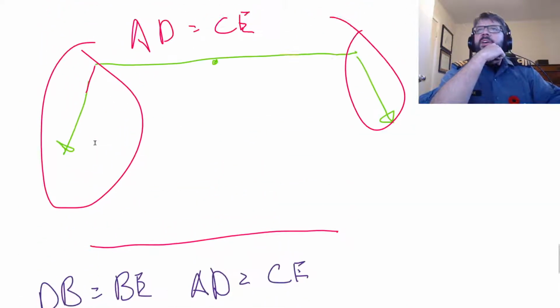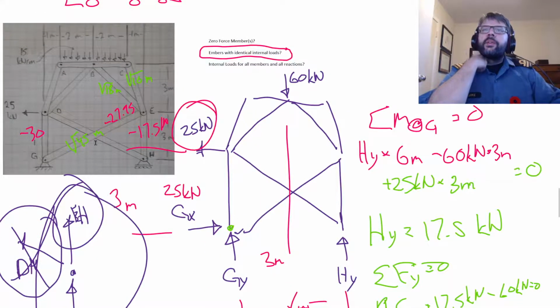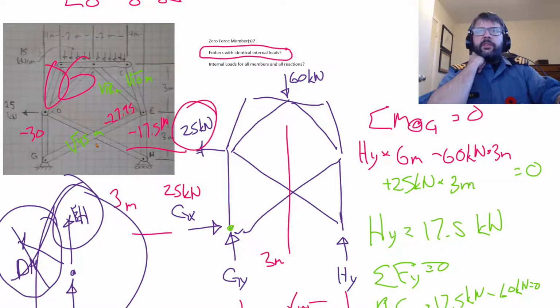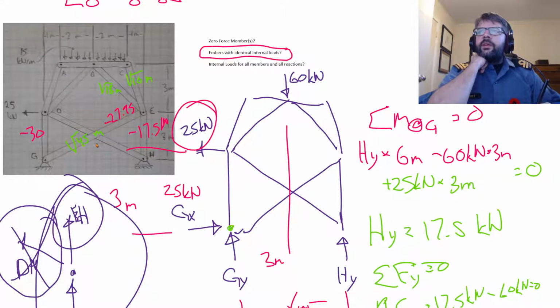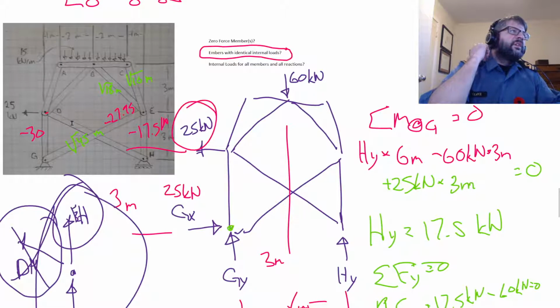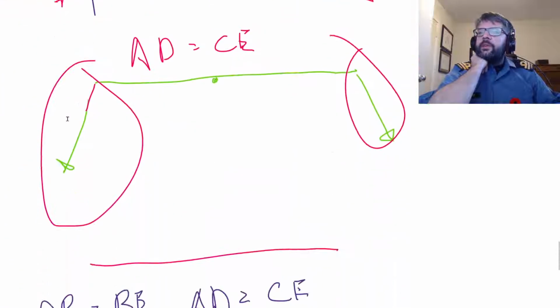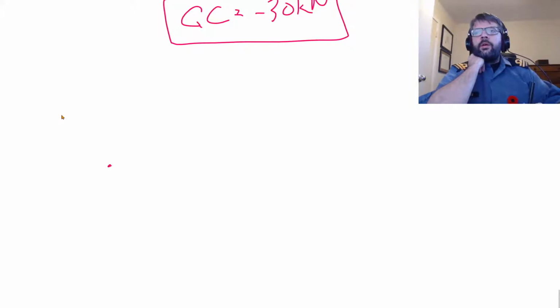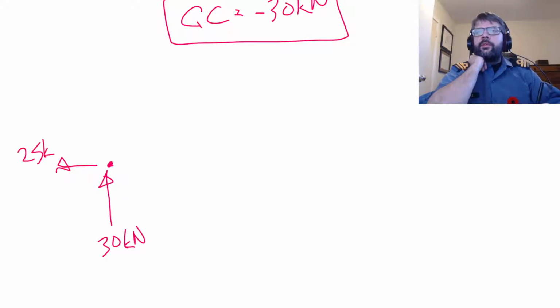So next up, we can start solving for these forces. I figured that the easiest one to do here would be starting with joint D, and then find what AD and DB are. We've got a compressive force coming from below, so that'll be 30 kilonewtons. We've got the load of the 25 kilonewtons.